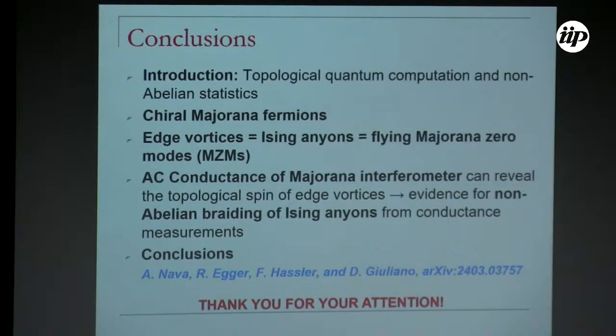Okay, that's it. So I've discussed topological quantum computation on a very basic level, edge vortices as flying Majorana zero modes, and then presented our proposal for how one could see Ising anyon braiding by measuring the conductance or the effective capacitance. Thanks for your attention.